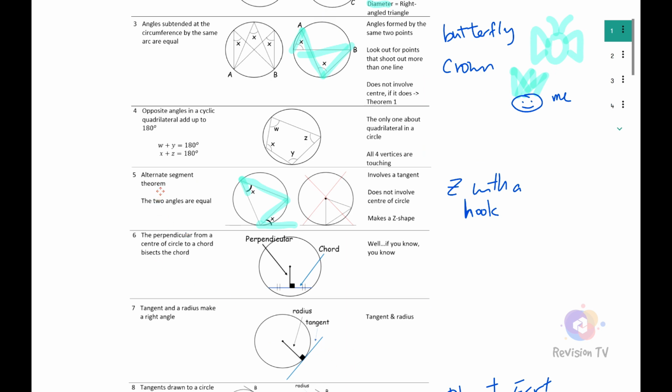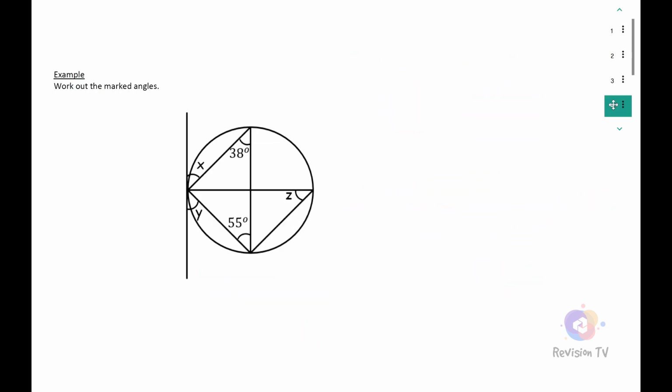So the theorem that you should be thinking about is the alternate segment theorem. So we can draw it out next to it first. So we can draw a quick one, the alternate segment theorem. Okay.